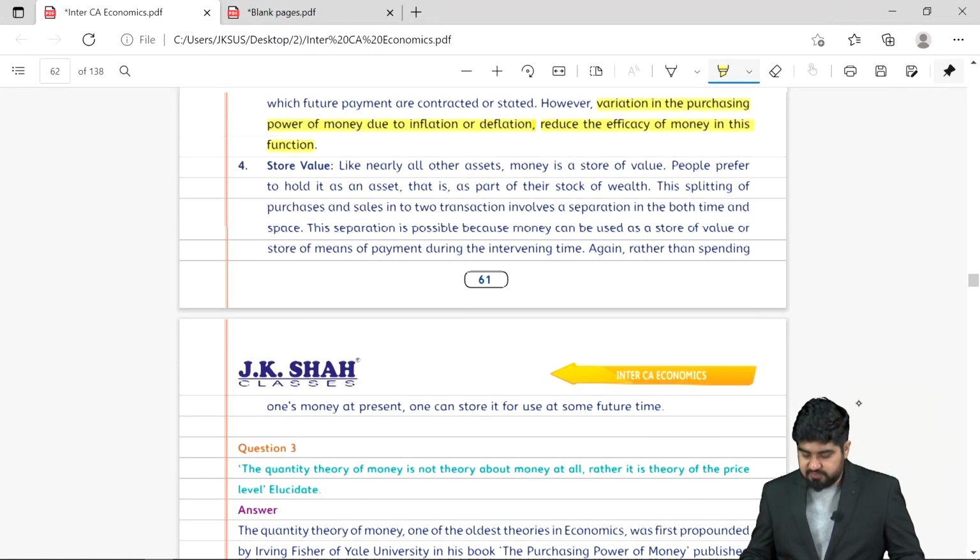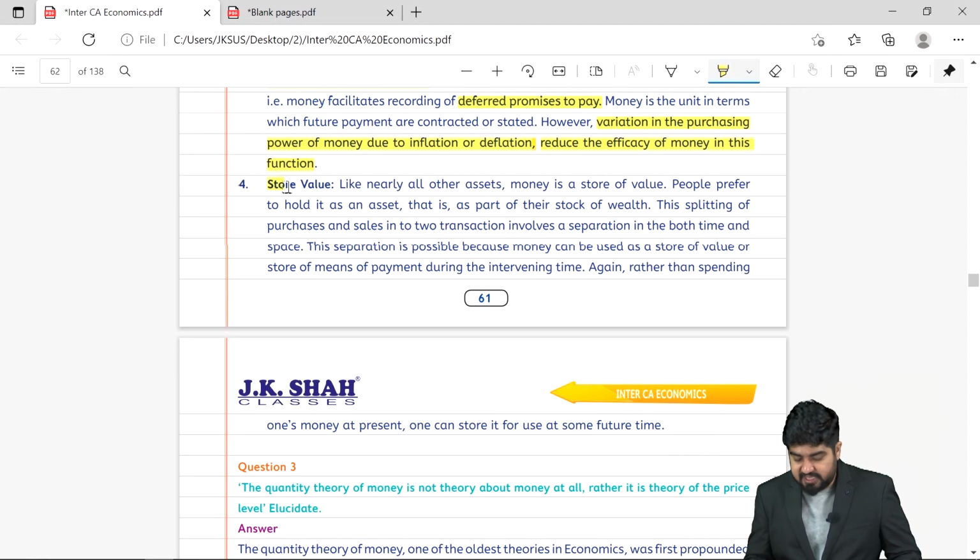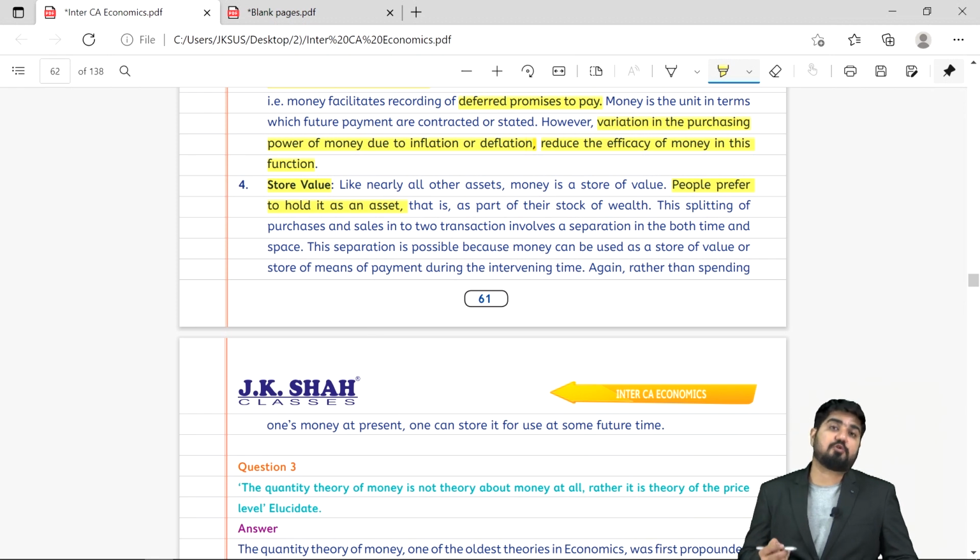Next one and last one, it has a very important aspect which we call store of value. People prefer to hold it as an asset. Why? Because they think it is part of their wealth, so it is part of their stock of wealth. The splitting of purchase and sale in two transactions involves both time and space. You can use it at various times, you can use it in multiple spaces.